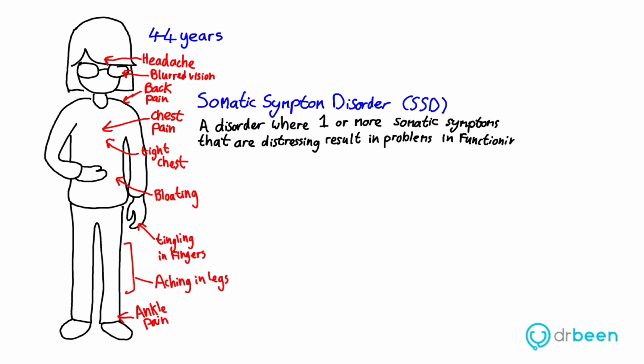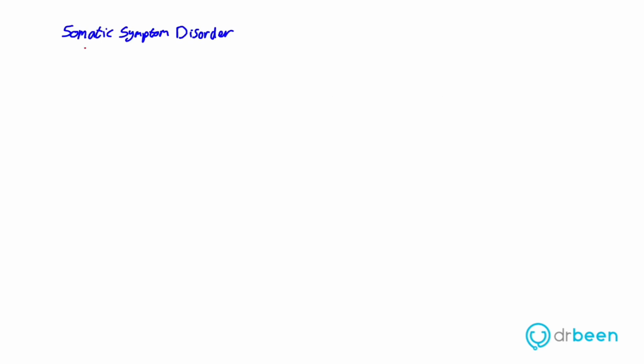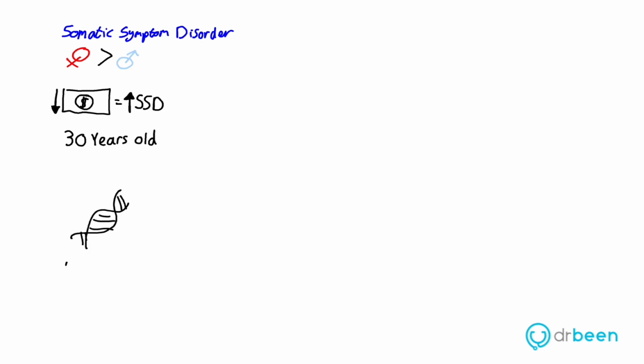So in terms of risk factors for somatic symptom disorder, well, this disorder affects women more than men. It's usually inversely related to socioeconomic status. It usually begins by the age of 30. Data suggests that there may be a genetic linkage to somatic symptom disorder. Within families, male relatives tend to have antisocial personality disorder, whereas female relatives tend to have histrionic personality disorder.